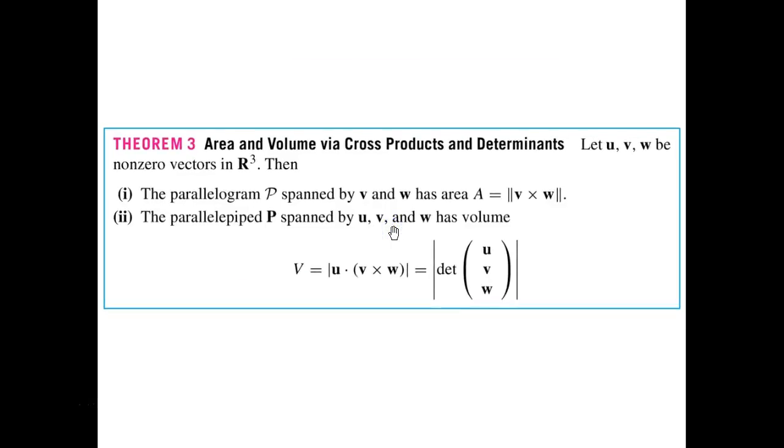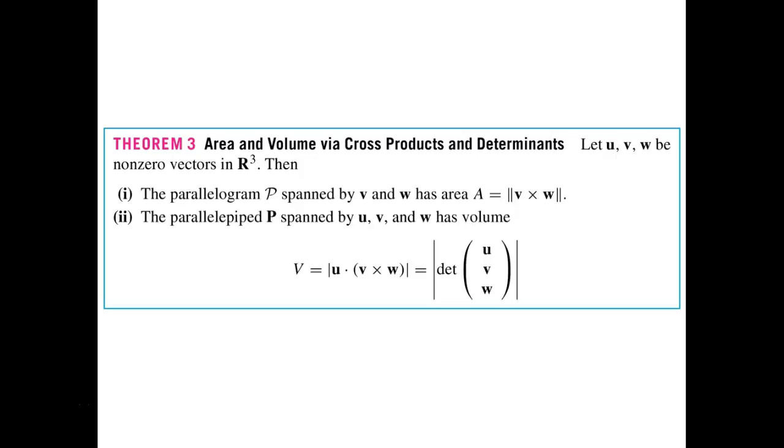Area and volume via cross products and determinants. Let U, V, and W be nonzero vectors in R3. Then the parallelogram P spanned by U and V, in other words, wherever U and V are, they form a parallelogram. The area of that parallelogram is the magnitude of V cross W. It doesn't matter which order, because magnitudes are positive, so you can do W cross V because it's exactly anti-commutative.